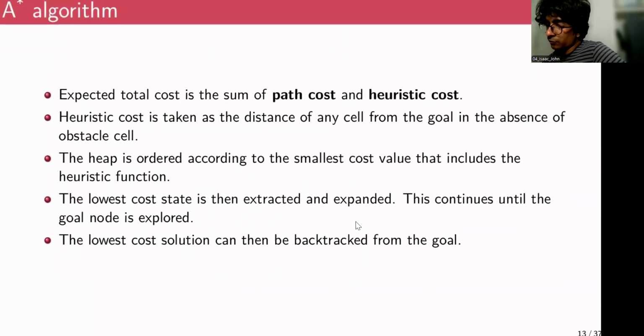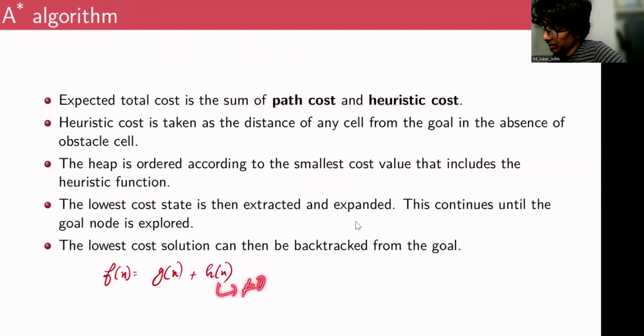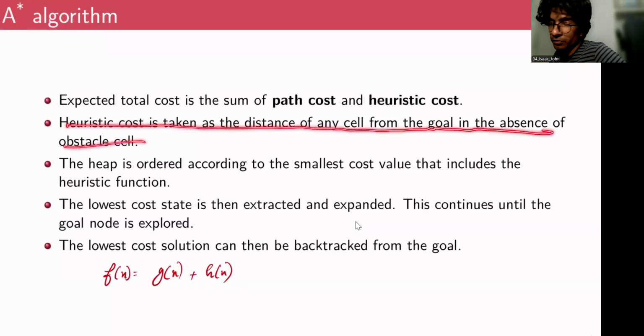Then the next thing is what we call the A-star algorithm. Here, I'll just reproduce that expected total cost. F of n is the sum of g of n, the path cost, and the heuristic cost. So this is not zero anymore, right? The heuristic cost is taken as the distance of any cell from the goal in the absence of obstacle cells.